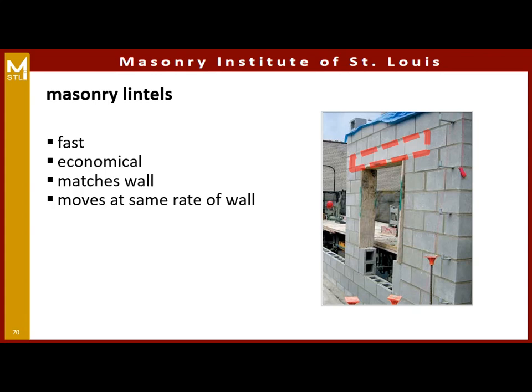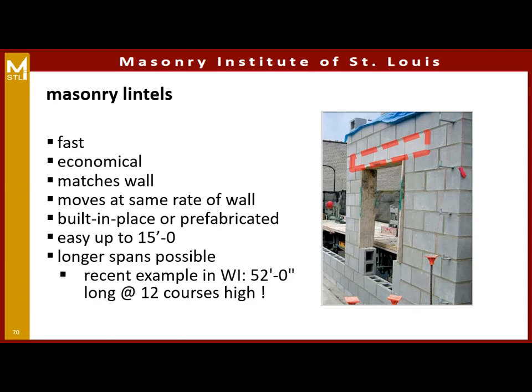So with masonry lintels, construction can be pretty quick and economical. You have the same people who are building the wall placing your lintel as well. For thermal movement, it moves at the same rate as the wall. You don't have two different materials with different thermal coefficients. Masonry lintels can be built in place or prefabricated. The prefabrication would help the shoring issue that a lot of contractors don't like.